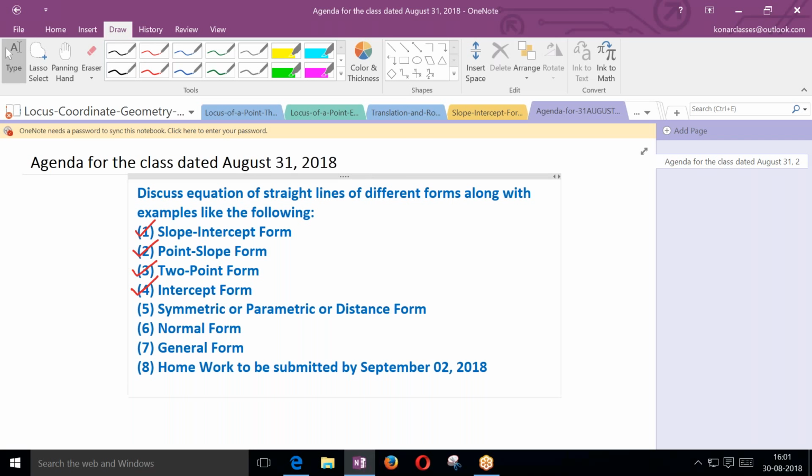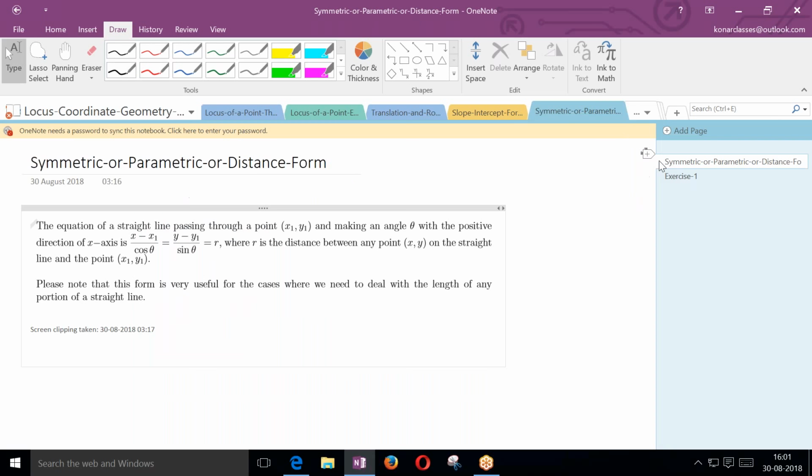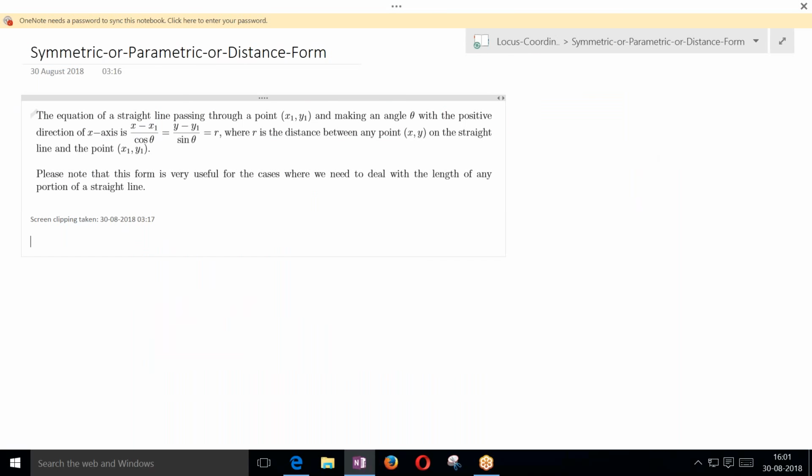Why is it said like this? There is a reason behind it. So let us see how it is. Symmetric or parametric or distance form. This is a very important form, and for your information, there are questions that come in IIT JEE Advanced where the concept of this form is asked, to test how well you understand, and it has a very specific purpose. Let us discuss why it is so important.